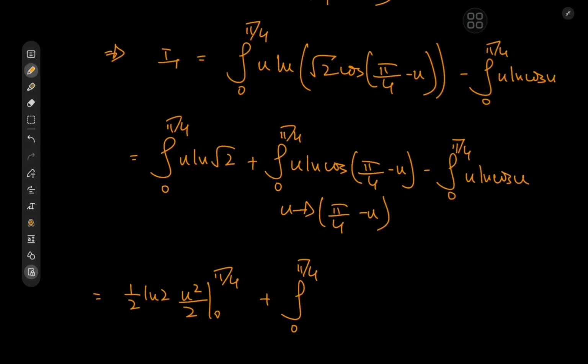Anyway, so we have this phase shift. If this is not clear, again, you can just perform a u substitution or a t substitution, letting t equal to pi by 4 minus u.